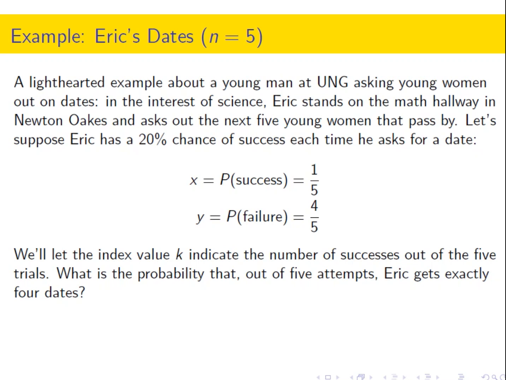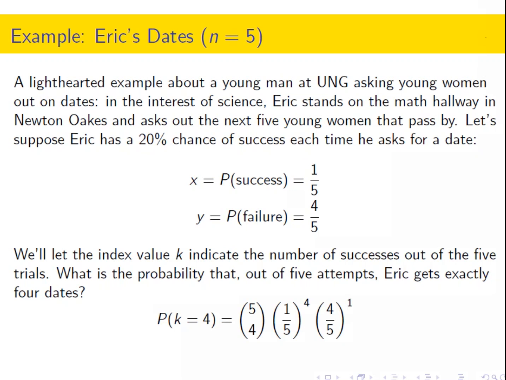This is a thought experiment. It didn't actually happen. And we just used it as a lighthearted way to take a look at these binomial theorems. So let's just suppose that Eric does ask these women out, and he does have a 20% chance of success. And then what is the probability that out of the 5 attempts, Eric gets exactly 4 dates? Well, that would be amazing, right? If he only has a 20% chance each time, getting 4 is going to be a fairly small probability.